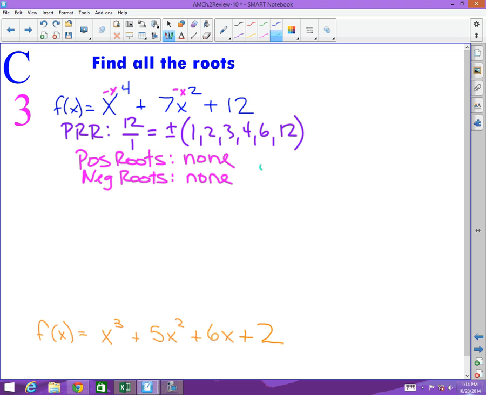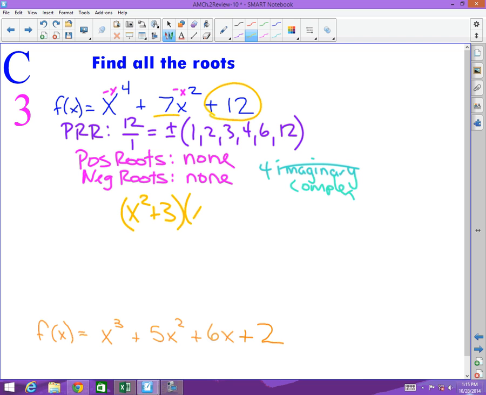That means you have 4 imaginaries, or complex, I should say. And so in order to find them, you're going to have to try to factor, because it never crosses the x-axis. So what are the factors of 12 that get you to 7 when you add them? And that would be 3 and 4. And so you would have x squared plus 3 and x squared plus 4.